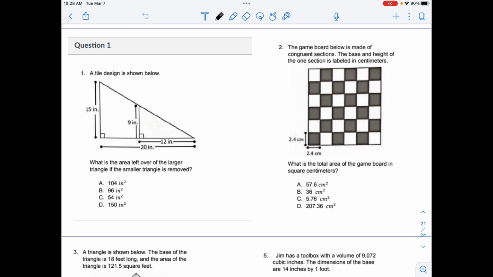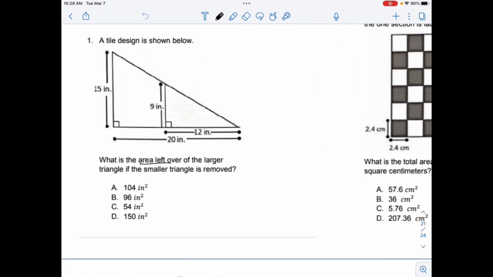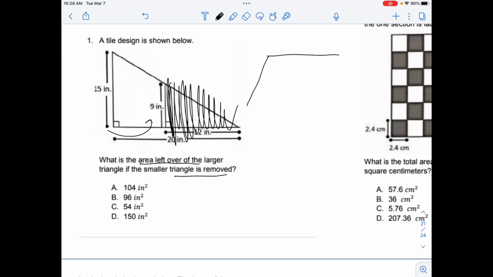Question 1. A file design is shown below. What is the area left over of the larger triangle if the smaller triangle is removed? So that means right here we're going to remove this. Okay, and now we're going to look at the second part of the triangle, but it changes our shape. If I were to rotate it counterclockwise, this is what my shape would look like. So now we're going to identify the shape. Well, I have a trapezoid.